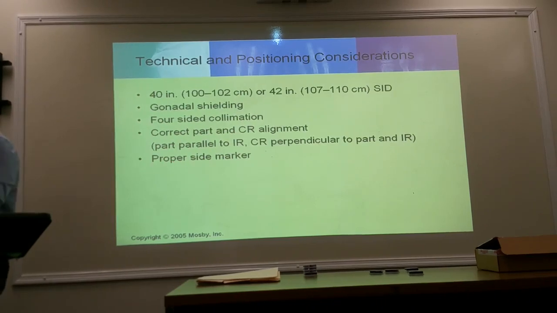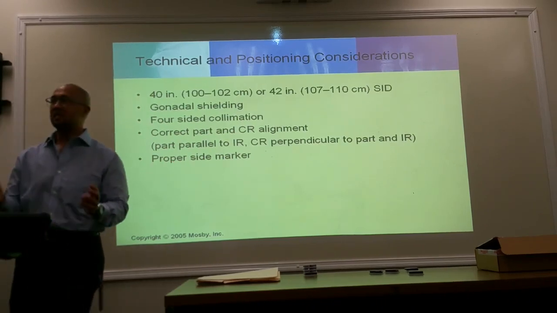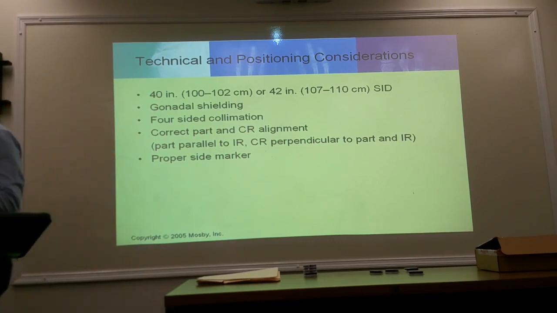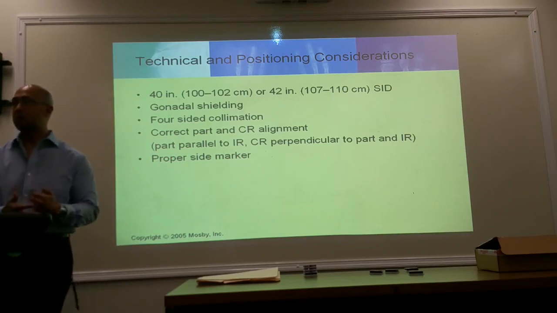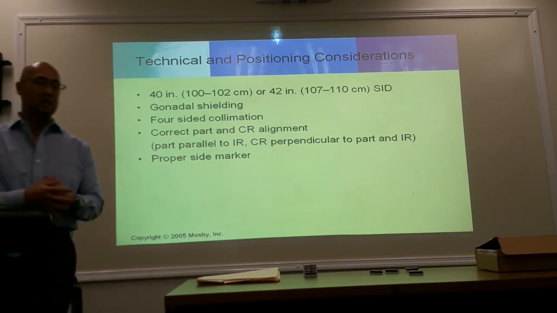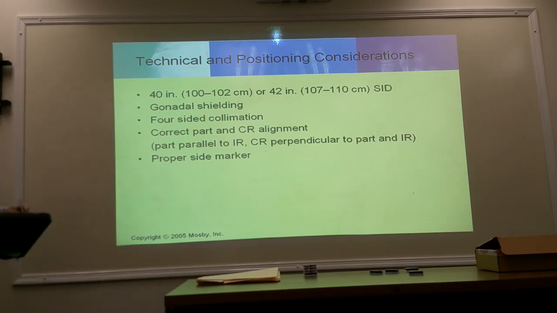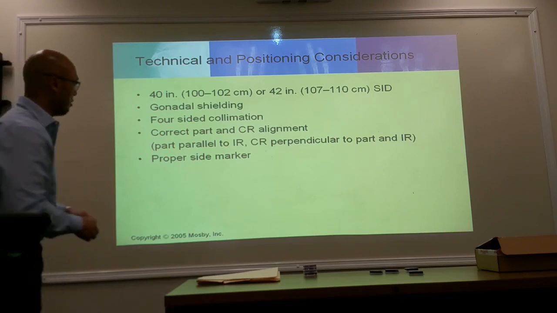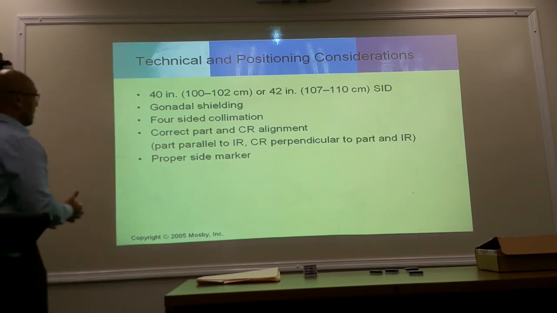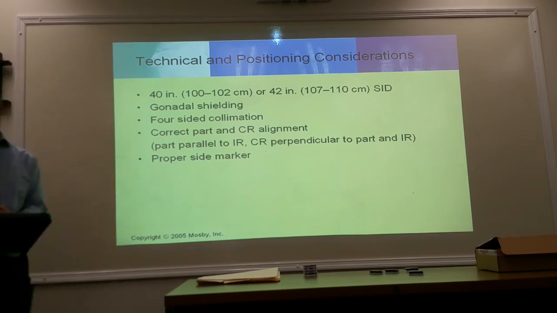All right, so technical and position considerations. This is an older set of slides, so there might be some modifications here. Just like the upper extremities, most of our SIDs are going to be done at 40 inch. Gonadal shielding. Always get in the habit of shielding your patient's gonads. Just like the upper extremity, you want to use tight collimation.